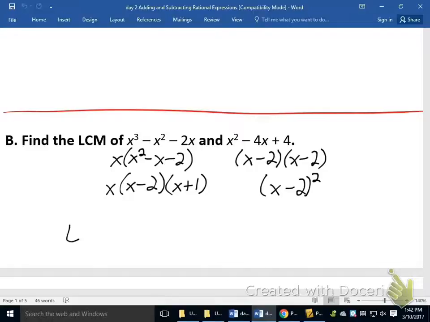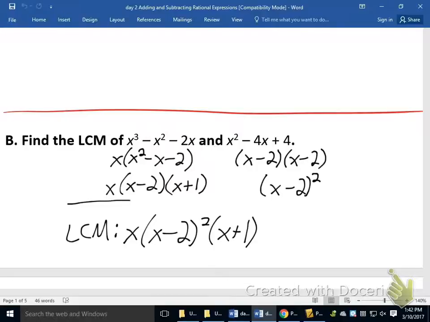Now I'm ready for my least common multiple. Alright, I see a prime factor of x, only to the 1st power. I see a prime factor of x minus 2, but because of this, I'm going to make it squared. And I see a prime factor of x plus 1. And I'm done. You could multiply this out, but usually you're just going to leave it factored out. It's actually easier to work with if you do.